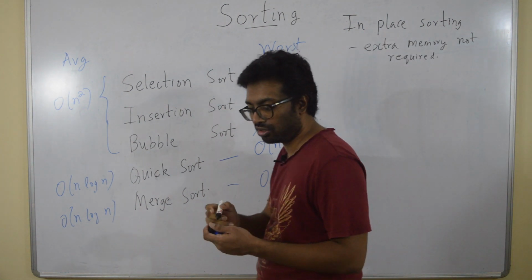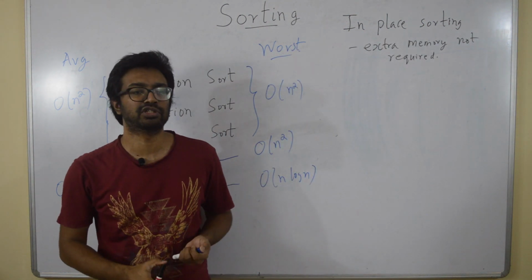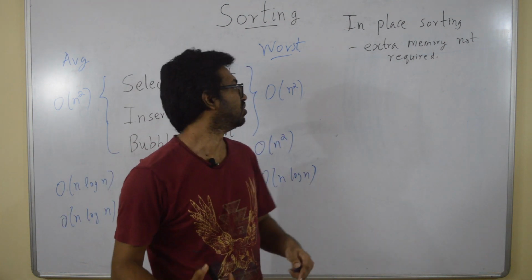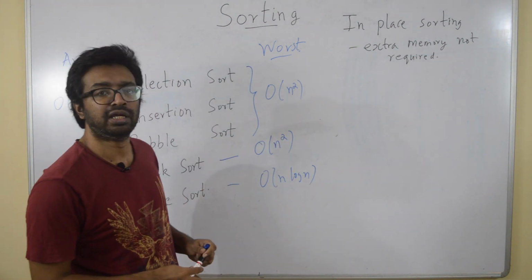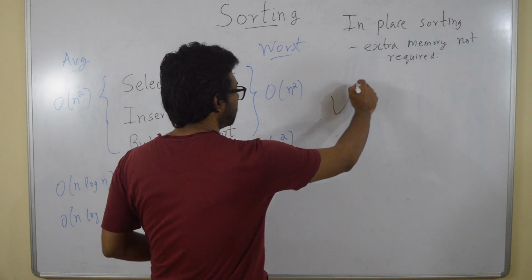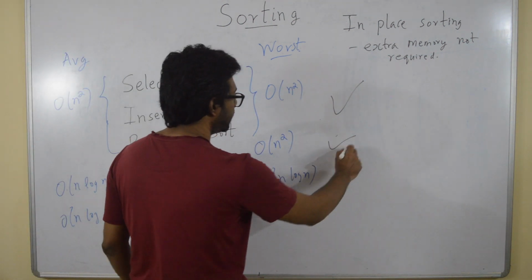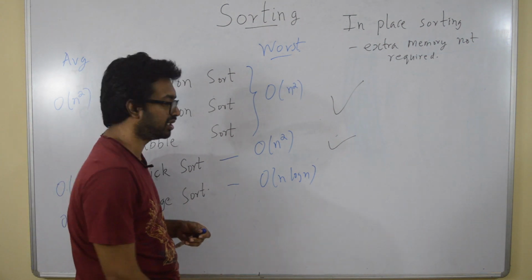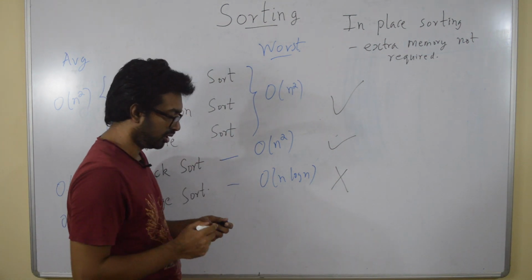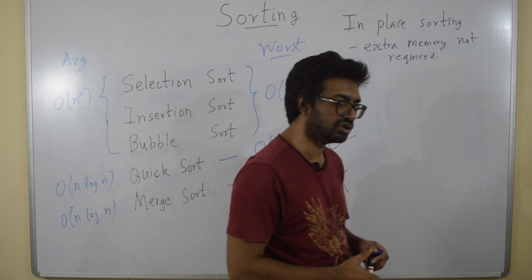So in place sorting, you don't require extra memory. You just use the input array for your sorting purposes. And you will notice that these three sorting algorithms are in place sorting. Quicksort is also in place sorting. On the other hand, merge sort is not in place sorting. You will have to use an extra array for merge sort.